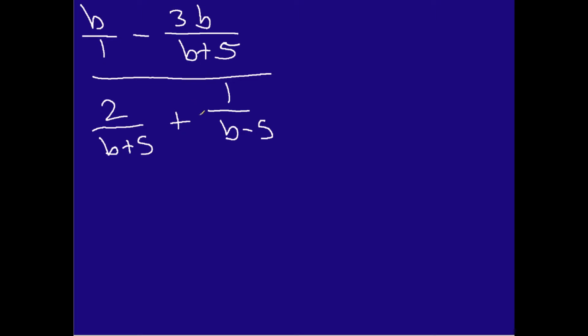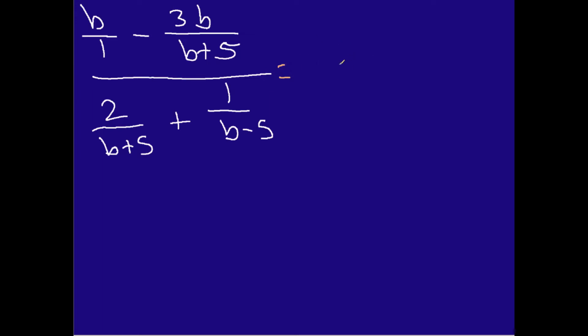As I look at this, it's very clear. Go ahead and put a little equal sign here. We're going to have b over... and the least common denominator is going to be b plus 5. To make it simple, the least common denominator for b over 1 and 3b over b plus 5 is going to be 1 and b plus 5. Those are the two factors that make up the least common denominator.